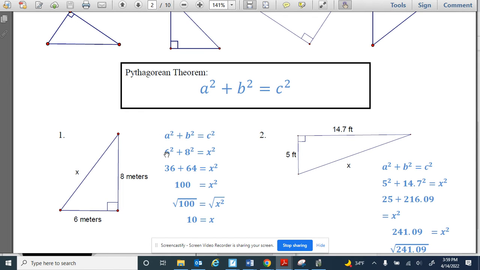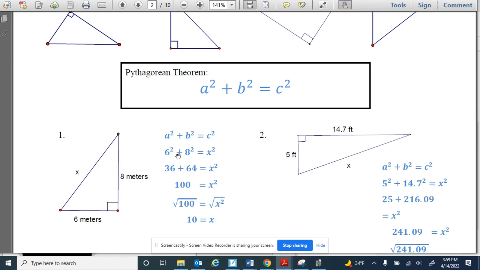So we take 6 squared, that's 6 times 6, 36. 8 squared, that's 8 times 8, 64. We're going to add those two together, and we end up with 100. So now we ask what squared equals 100. And if we don't know that, we could put it in our calculator. But I do know 10 times 10 equals 100. And so therefore, x is 10. And so that's it. The hypotenuse on this problem is 10. And we have completed our first problem.